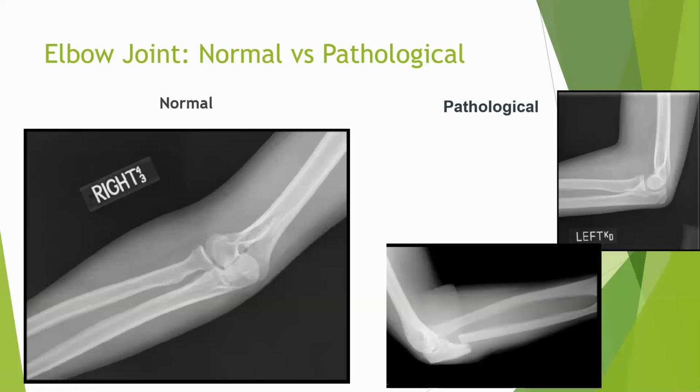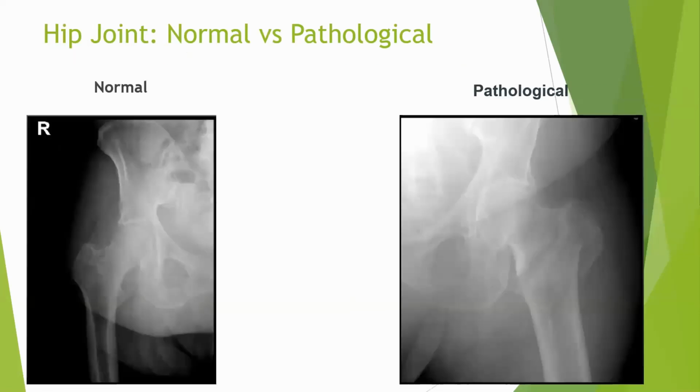This guy was a very young adult, and because of an outstretched arm fall, he had a fracture in the proximal ulna. Hip joint, normal versus pathological. Again, this is very, very generic, no fracture involved. This is a normal hip joint x-ray versus pathological.